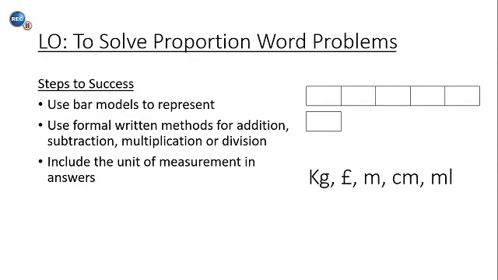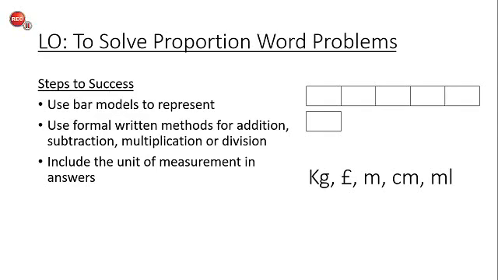As you can see today, when we solve these word problems, our steps to success are using bar models to represent each of those problems, using our formal written methods for addition, subtraction, multiplication or division when necessary, and remembering some of the answers will need us to include the unit of measurement. If it's about kilograms, the answer will quite probably need you to put kg after to show it is kilograms.